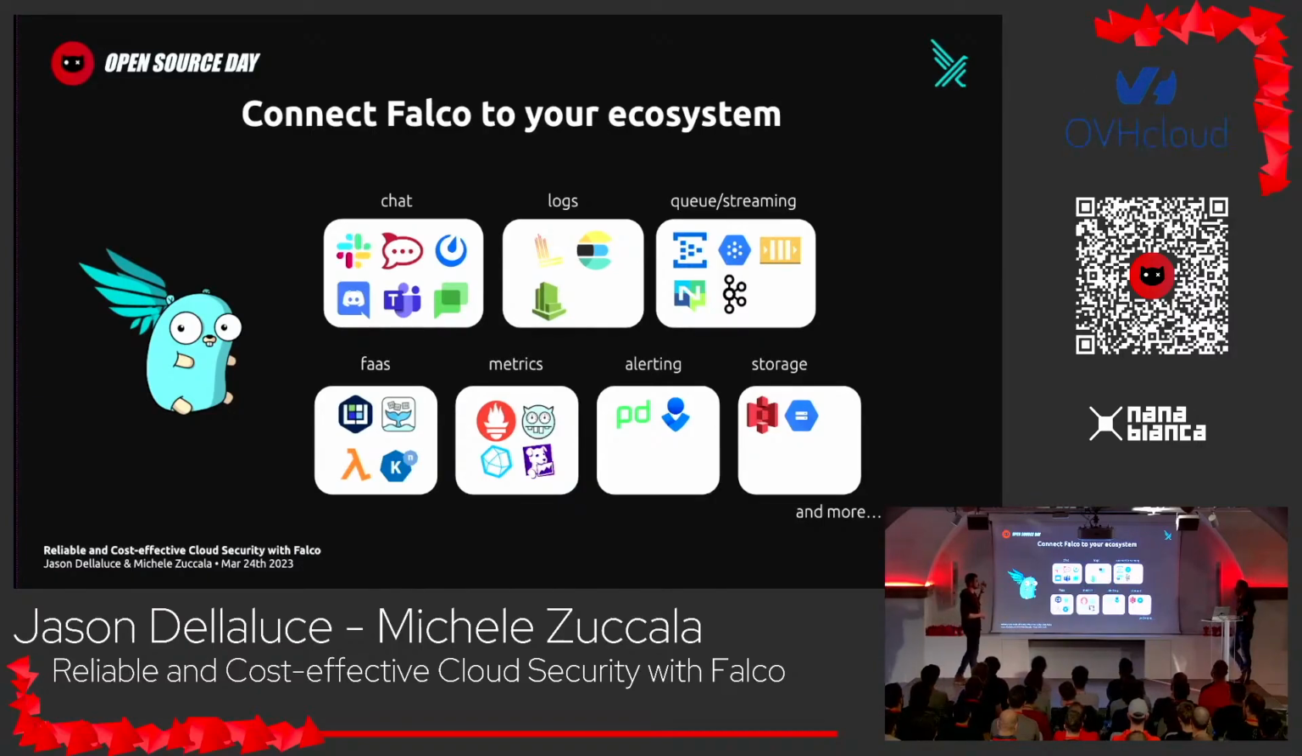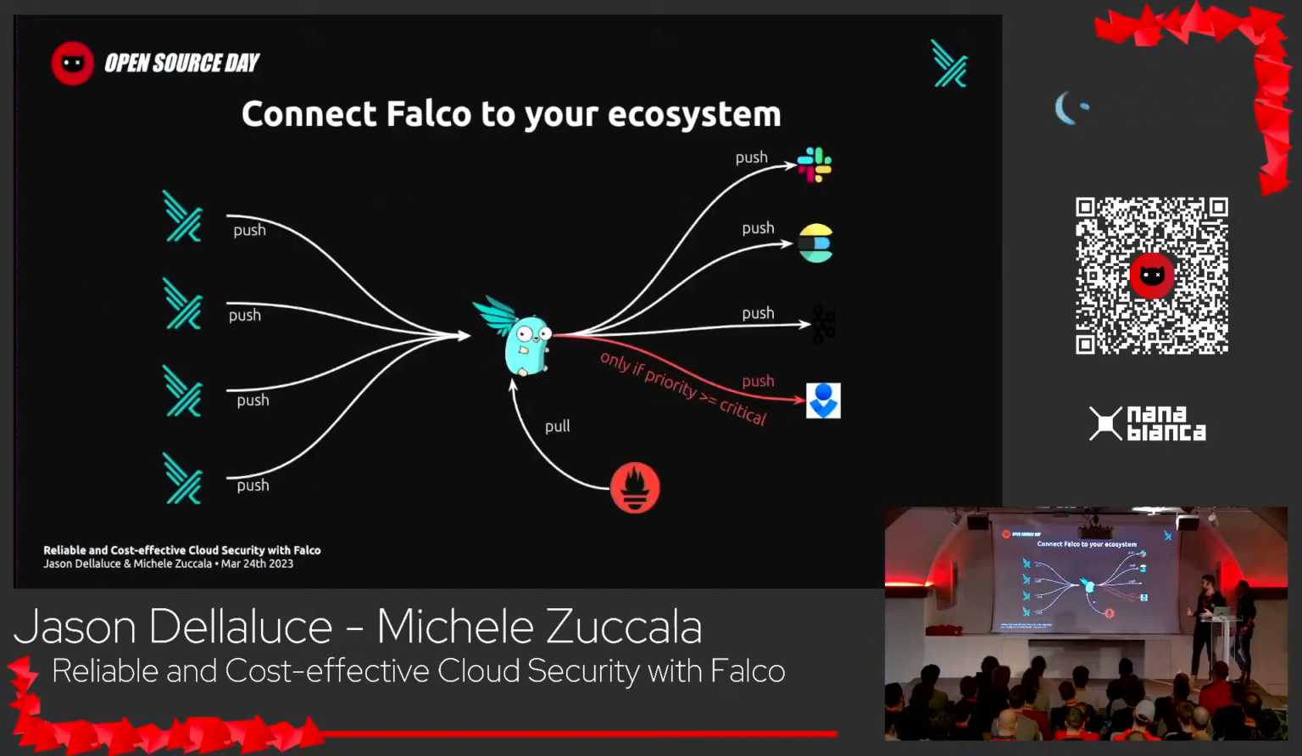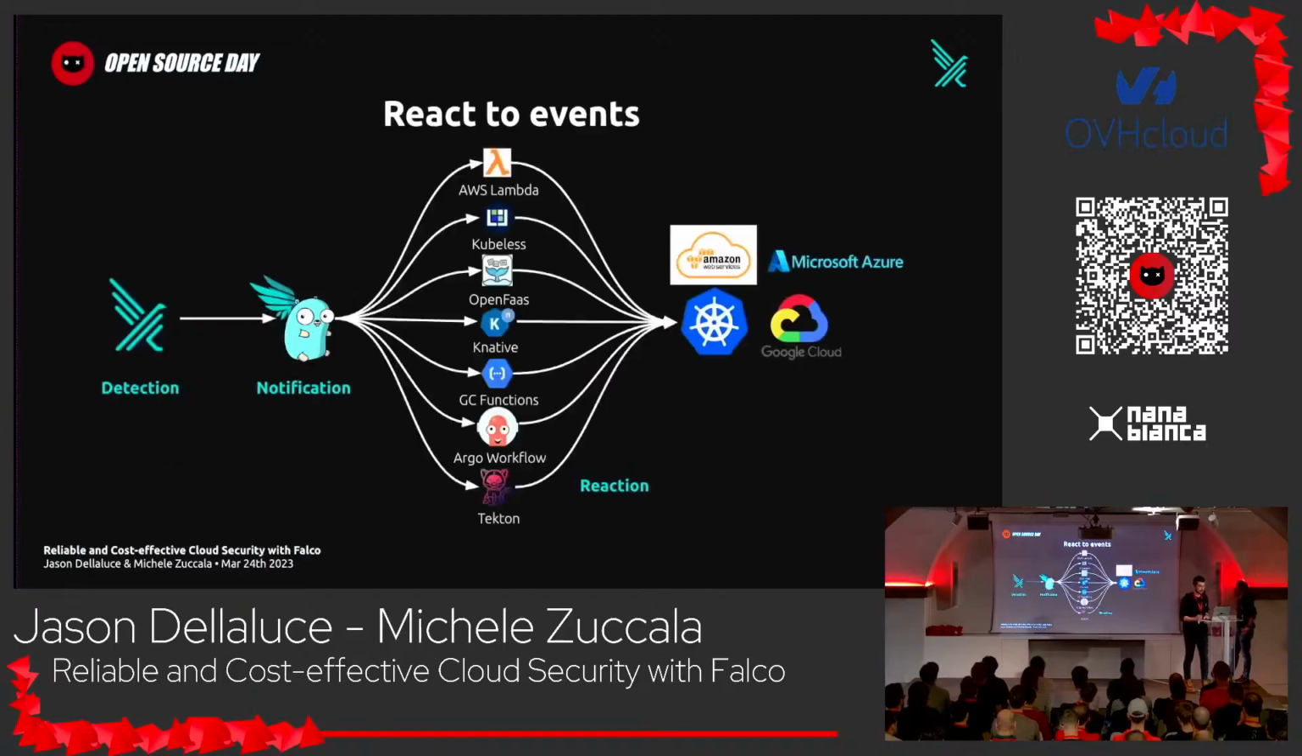Good examples are chat systems, logs, queue systems, or serverless operations, if you prefer. So Sidekick basically collects the alerts from many of your Falcos. If you have one per node in your cluster, there's usually just one Sidekick for those. And then it pushes that information in a fan-out way to all the outputs that you want. You can do smart stuff as well, like routing depending on the priority, collect metrics and data, and then use that to do extra reasoning.